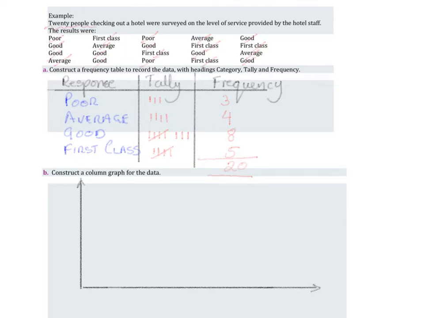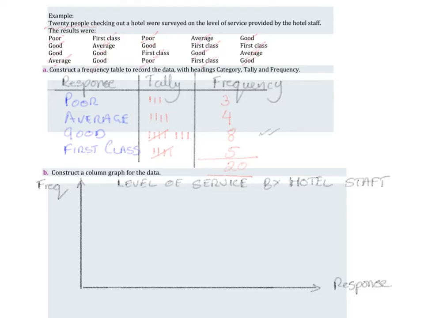Constructing the column graph now, I need to give it a heading first of all. So I might call mine level of service provided by hotel staff, just trying to summarise what it's all about. The next thing to do is to label your axes. So we always have frequency on the vertical axis, and on our horizontal axes we've got our responses. And I need a scale now for my frequency. Well, my biggest frequency is 8. You can see that from our table. So I need to go up to 8.